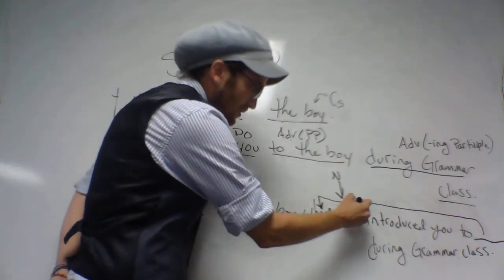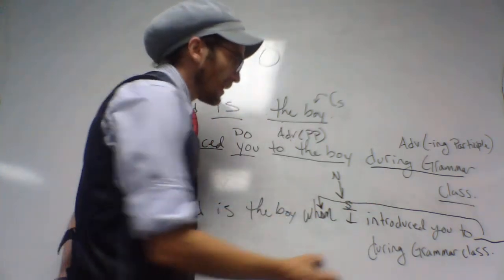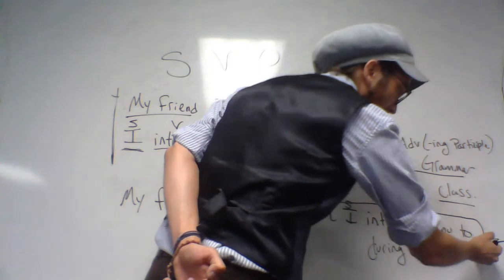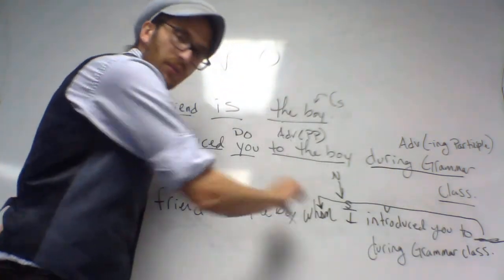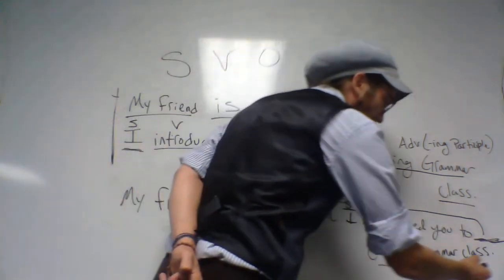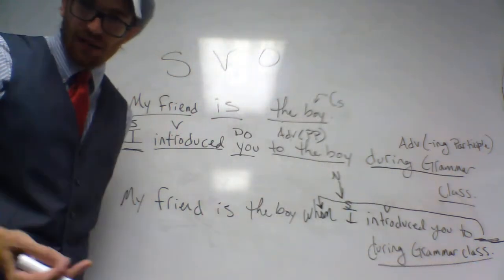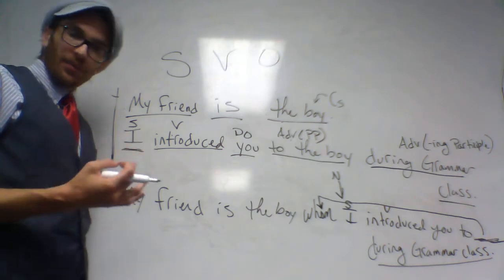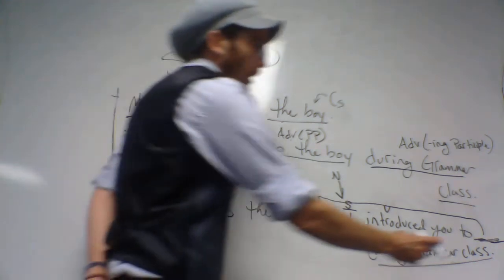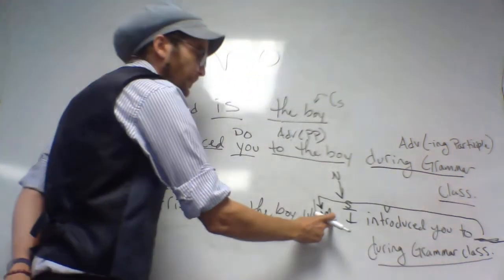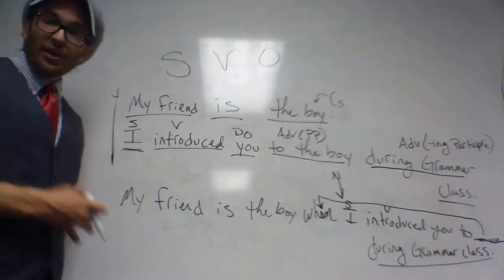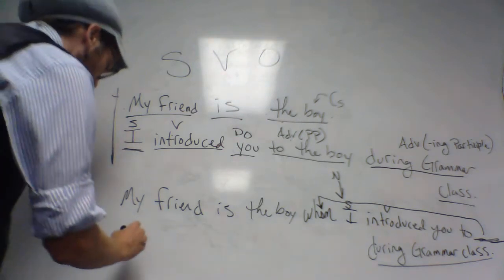Because this is the subject of the relative clause, right? This is the verb, right? We have our adverb missing the object of the preposition, which has been included here. And we have our ing participle clause also functioning as an adverb. Everything is there in one way or another. The only difference is that the object of the preposition has been included as a relative pronoun here. In the other cases, the boy who is my friend, right?